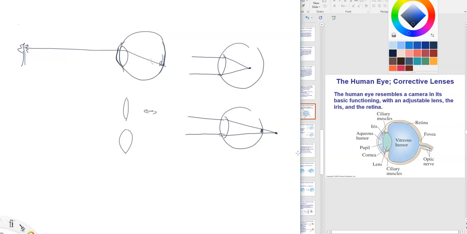So these issues sometimes can be corrected using external lenses. Means you can wear glasses or you can wear contact lenses. So that's how you correct this issue. Depending on the problem, if it is focusing too short, that's one type of lens you can use. If it is focusing with too much of a focal length, that's a different correction.